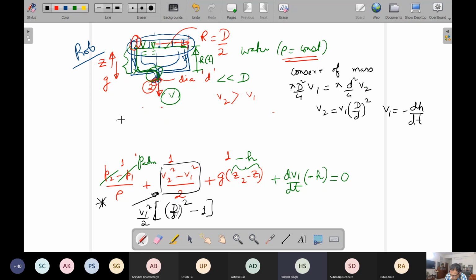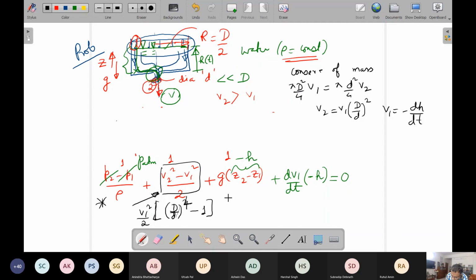Sir, it will be d by D to the power 4. What d by D to the power 4? Sir, in the last equation that you wrote, because we are taking V1 square. Yes, you are correct. Very good. Yes. Absolutely. Thank you.